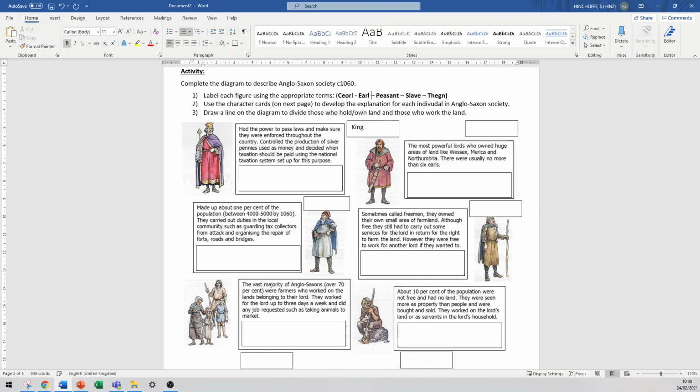Go through the rest. See if you can work out who the Earls are, the peasant, slave, and this word here, which is thane. See if you can work that out. Pause the video, and then we'll come back in a bit.